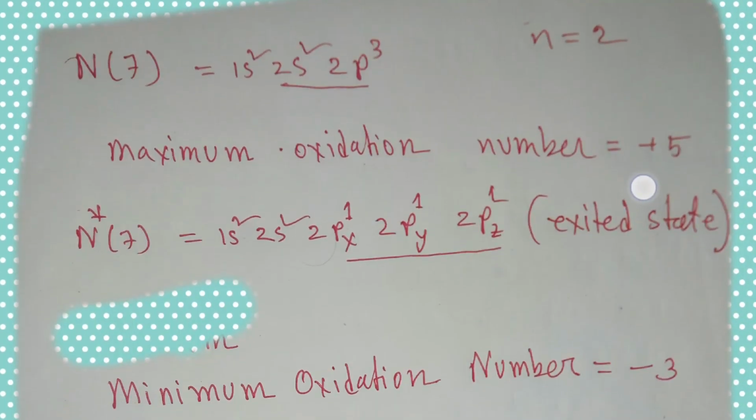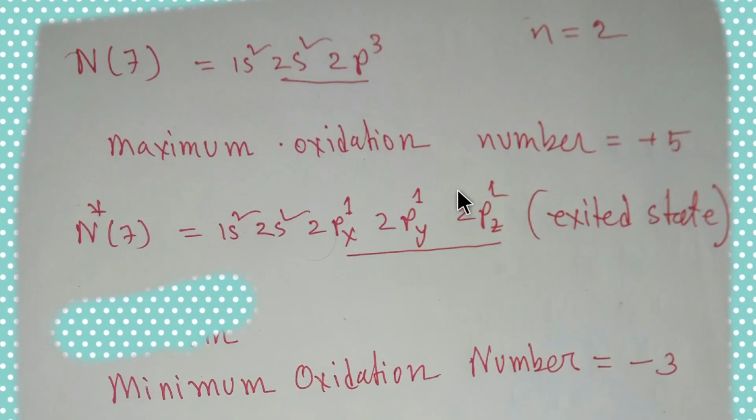So here is another example. You know that nitrogen's atomic number is 7. So here is the electronic configuration of nitrogen. So what is the maximum principal quantum number? Here it is 2. So this is the valence shell or outermost shell.